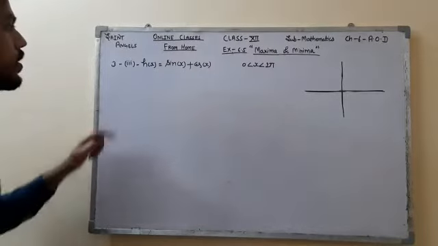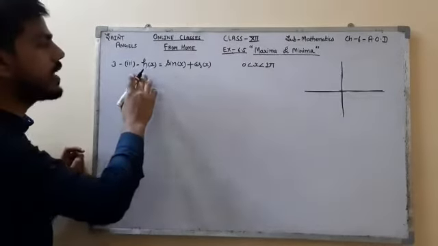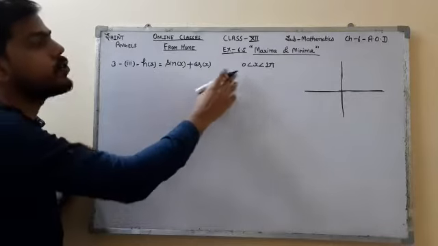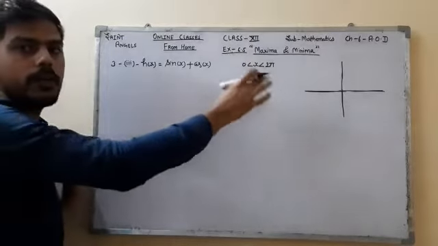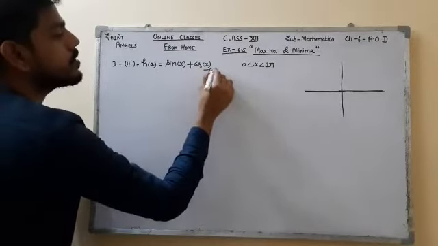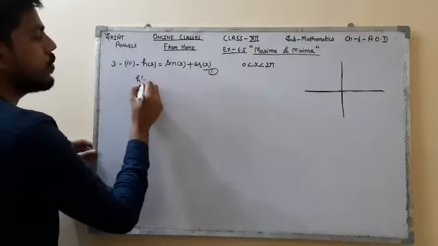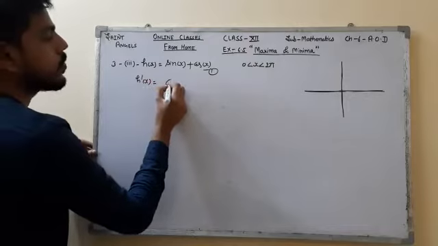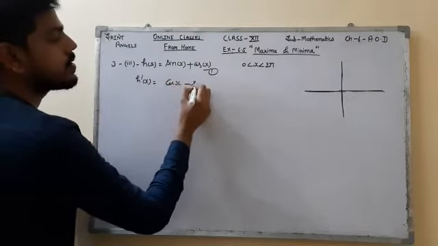Now the third part of the third question. Fx equals sin x plus cos x, and here the domain is 0 to 2 pi, in all the 4 quadrants. That is an open interval. First of all, we'll find the slope, and the slope would be cos x minus sin x.